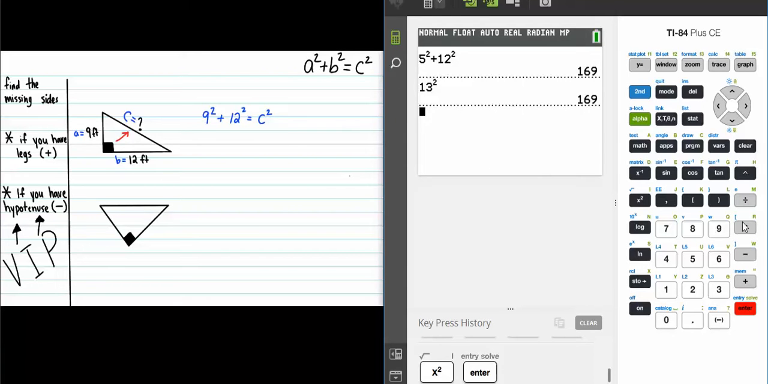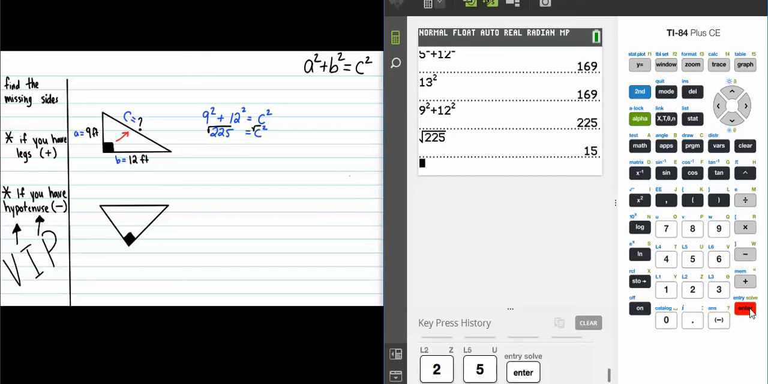Solve it. What's 9 squared plus 12 squared? And I get 225. Now, final step, square root. So what's the square root of 225? And you get 15. So in this case, side C is 15. And don't forget to check that the longest side is the biggest number. And in this case it is, so I know I'm good.